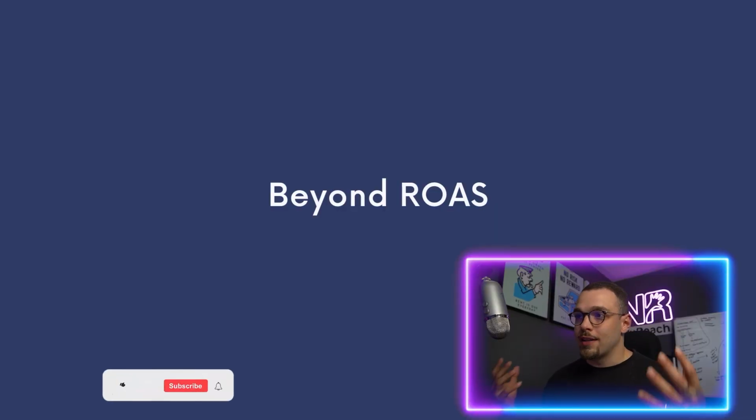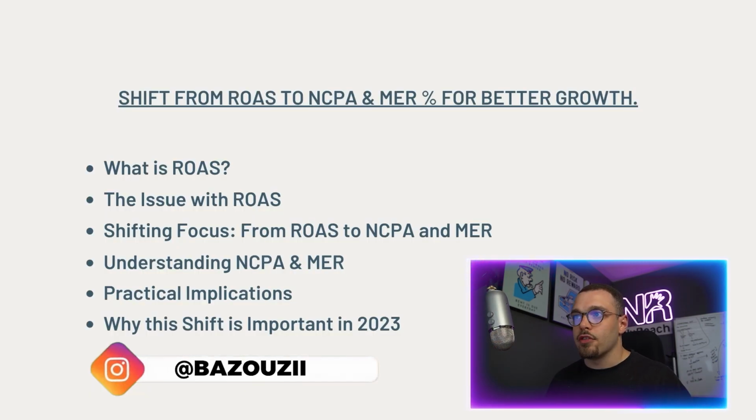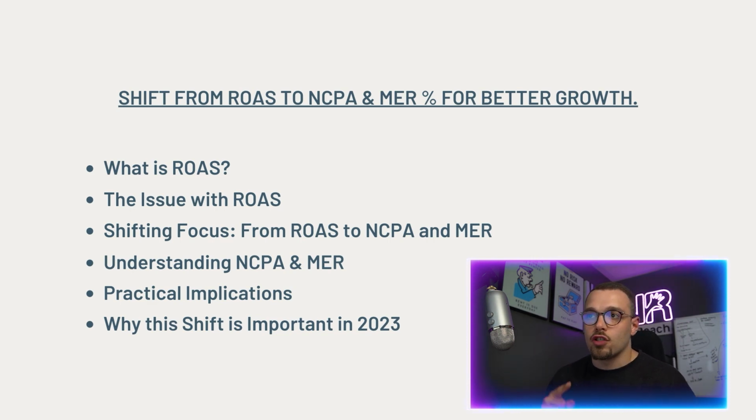Okay guys, so let's get started here beyond the ROAS, right? This is something that we're not necessarily not tracking anymore, but obviously this is not, like I said, our main metric of success for a multitude of reasons. So what we're going to be covering in today's video, right? First of all, the 2 KPIs are NCPA, right? So new customer cost per acquisition, and then MER, marketing efficiency ratio, but presented as a percentage for better growth, right?